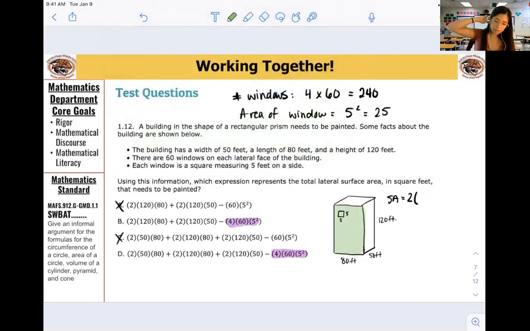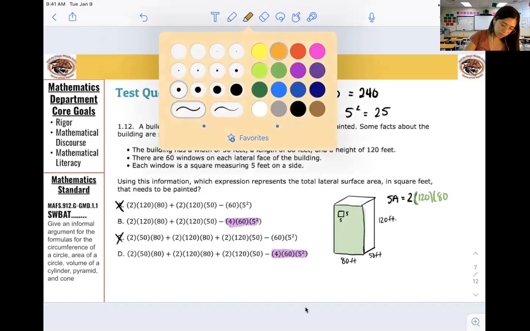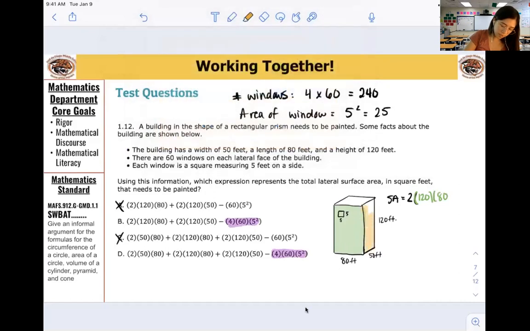$120. How'd you get that? Just 120? Good. 120 times 80, length times width. So 2 of those, because you have the front and the back, and then the 2 sides would be this one. What would be the area of that?